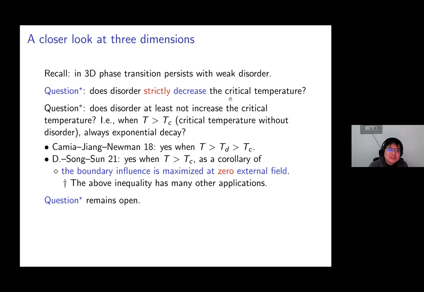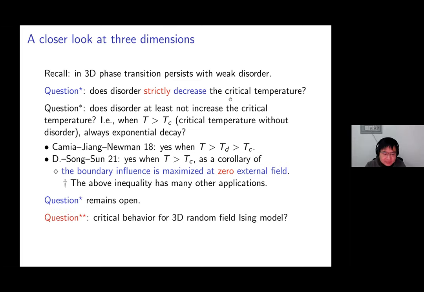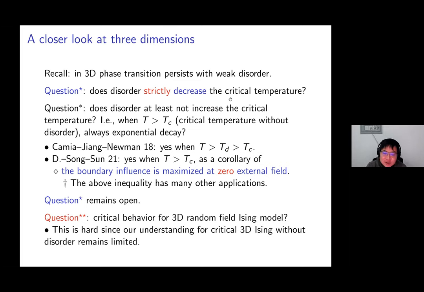However, the question star remains open. We thought with this inequality it should not be too hard to show that adding random disorder should strictly change the critical temperature. But we tried with quite some effort, and so far we couldn't succeed. Of course, you can ask even more challenging questions, like what happens at the new critical temperature with the presence of disorder? But this could be very hard, because our understanding of 3D Ising without disorder remains limited.